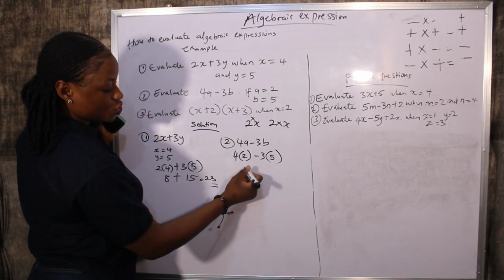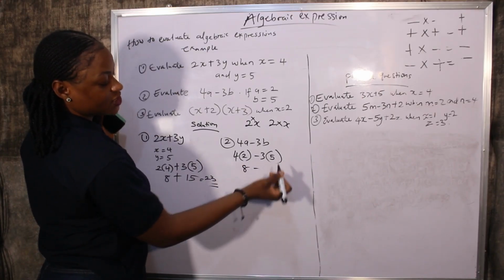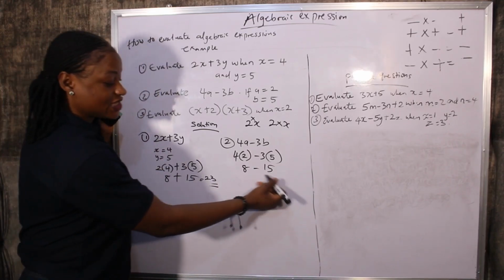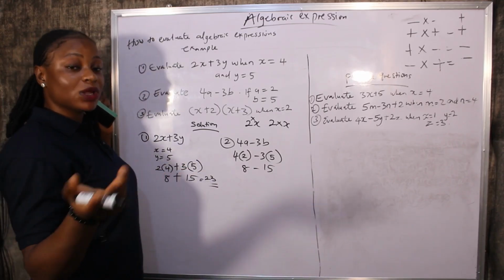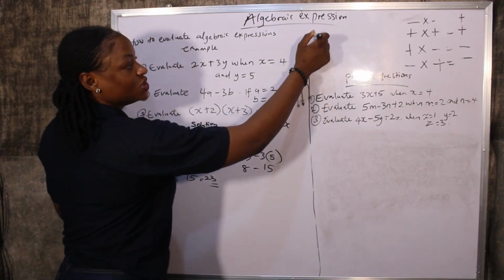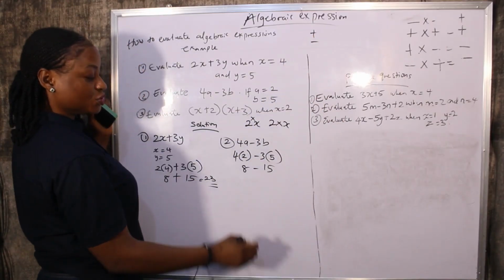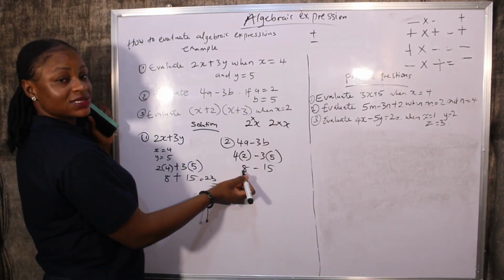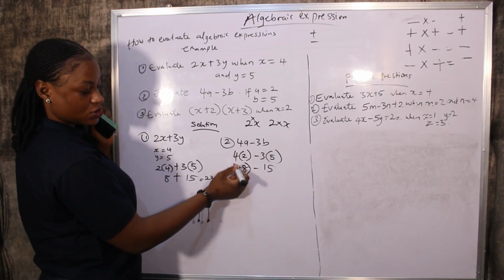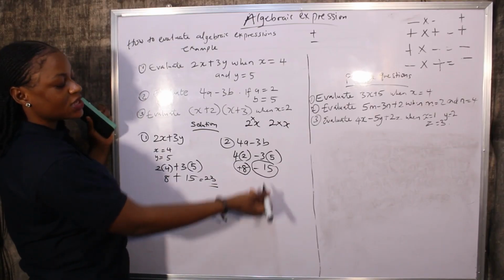So 4 times 2 will give us 8. Minus 3 times 5 will give us what? 15. Now, 8 minus 15. Remember the method I showed you in our previous lesson. I told you that positive means the money that you have and negative means the money that you borrowed. Now, 8 is standing alone. So you already know that the sign in front of 8 is plus. So this is it. And this is it. So we have plus 8 and minus 15.